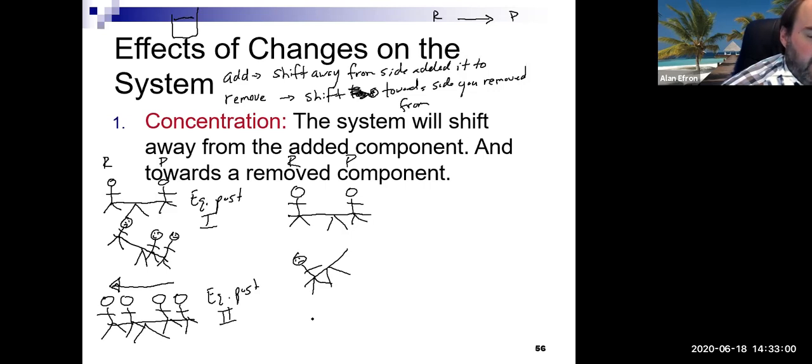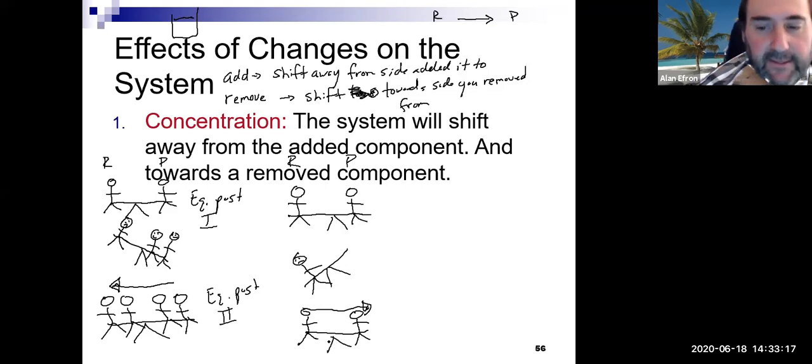And then now to fix this, to make him better, we need to shift towards the side that got removed to put them back together. And then we will once again now achieve equilibrium with my bad stick figure drawing. Thank you. That's my artwork for today. That is my stick figureness. So when we add, it goes away. When we remove, it goes towards the side we removed it from.